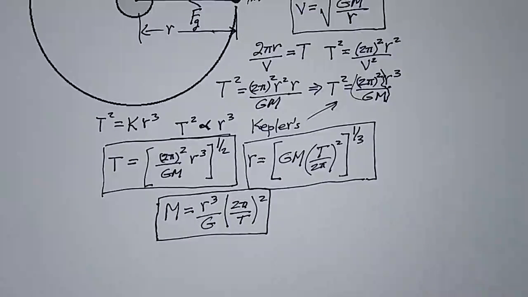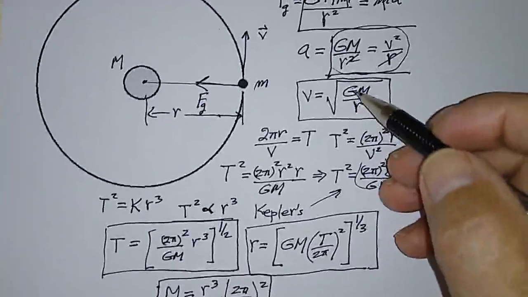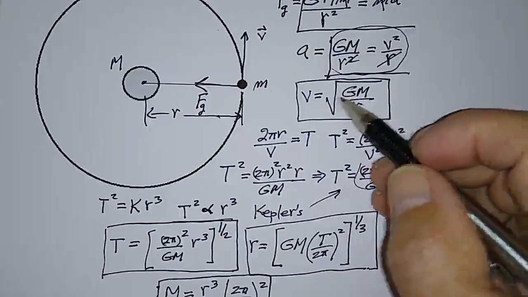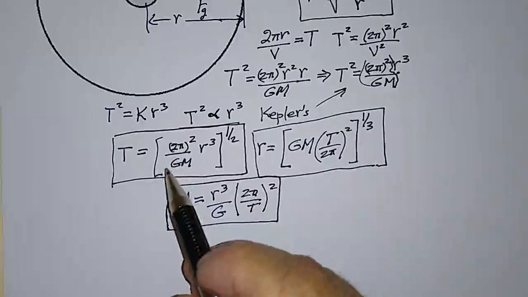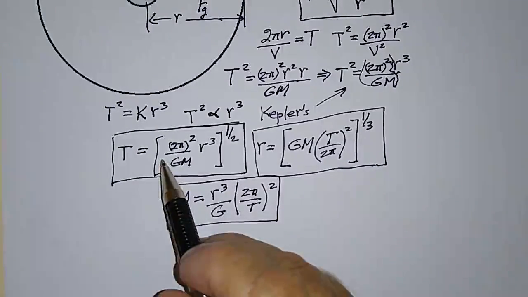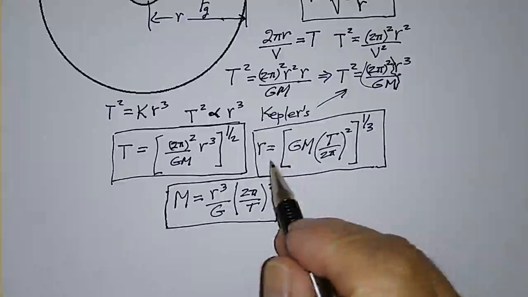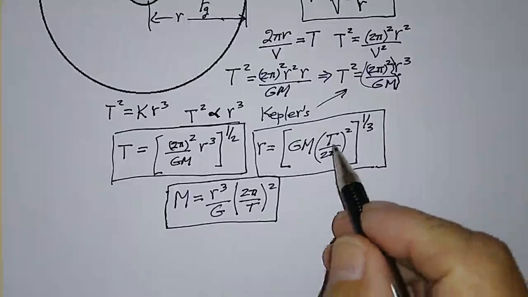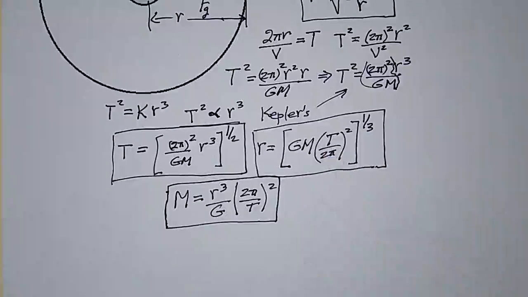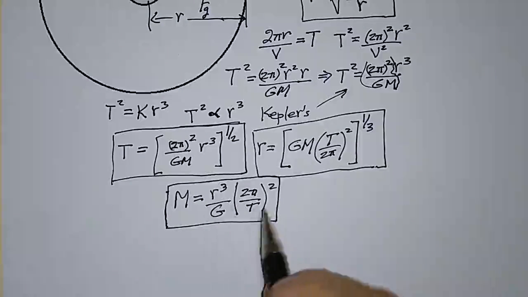So up here, we have the orbital velocity, which you can easily get from this equation. We have the period, which we can get from this equation. We can get the separation distance from this one if we know the period and the mass, and we can get the mass if we know the other quantities.